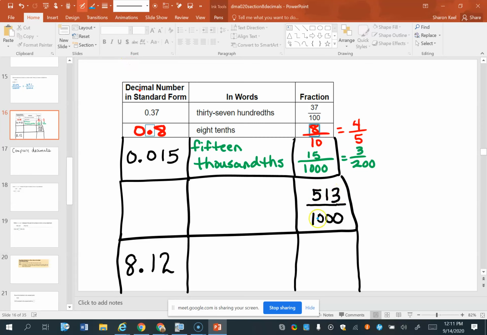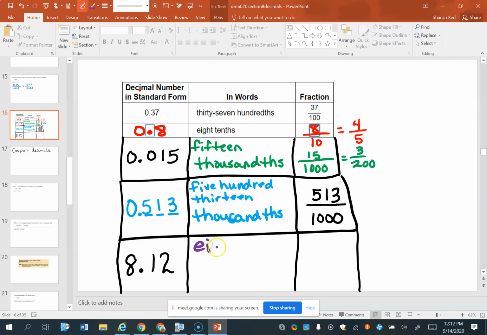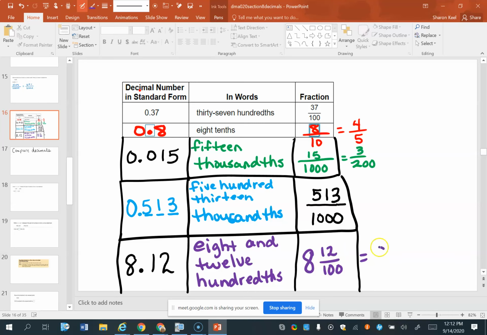If you're given 513 thousandths as a decimal, that would be 10 thousandths, 513. And if we write it in words, 513 thousandths with a THS at the end. If we have a mixed number, this would be the word and. We would have 12 hundredths with the THS. As a mixed number, it will be 8 and 12 over 100. Both of those are divisible by 4, so that will be 8 and 3 over.